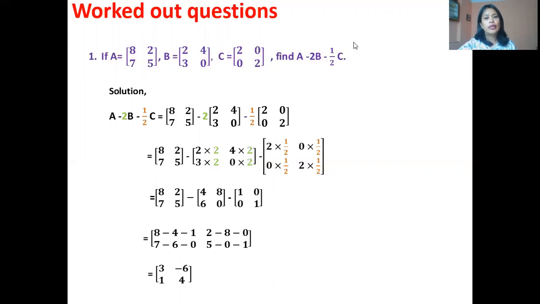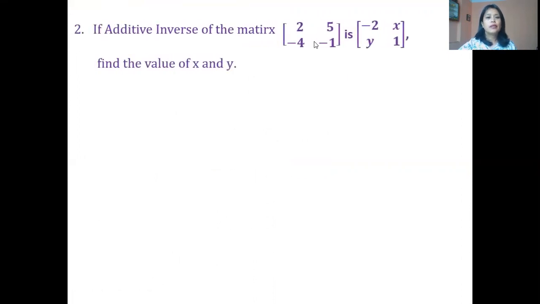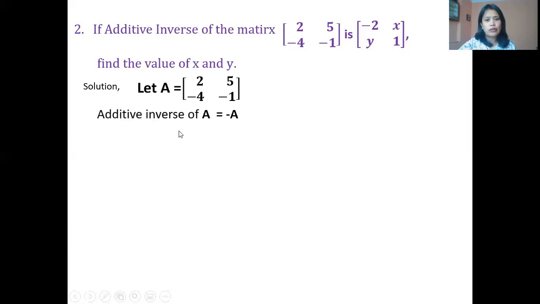One more numerical example. It is here. Additive inverse of a matrix. This one is given here. Find the value of x and y. If we read the question thoroughly, a matrix is given and its inverse is also given. So when we list it here, matrix A is given. Here 2, 5, minus 4 and 1. This is matrix A. And if matrix A is given, we can find the additive inverse, minus A.